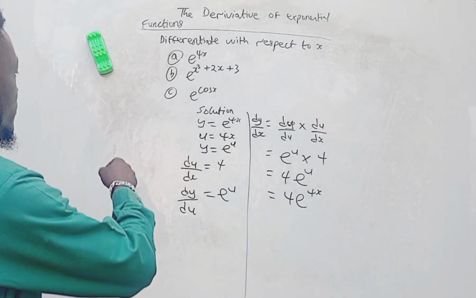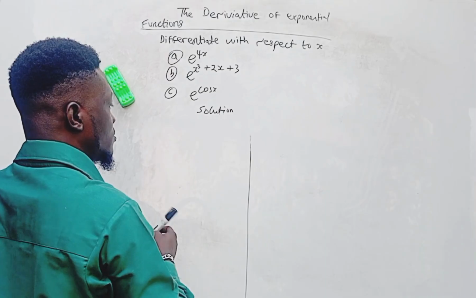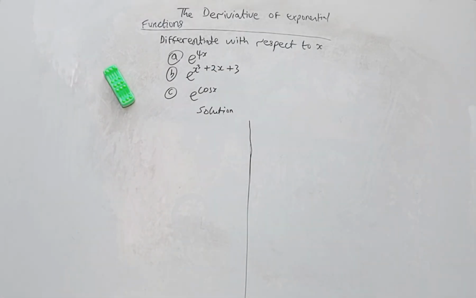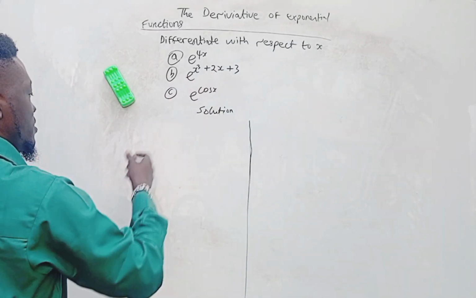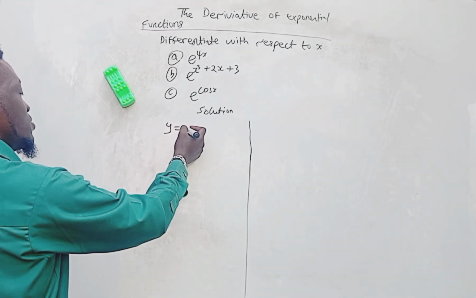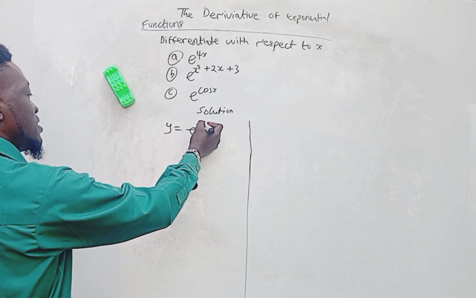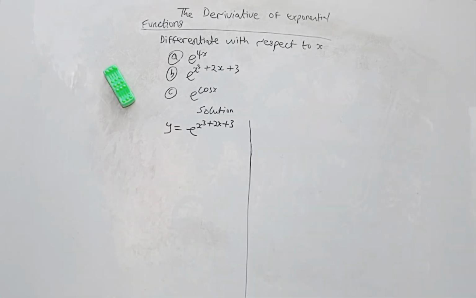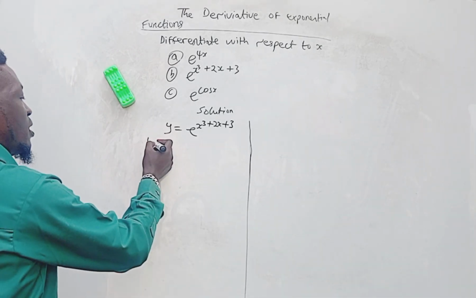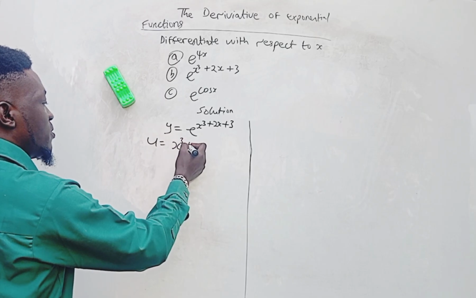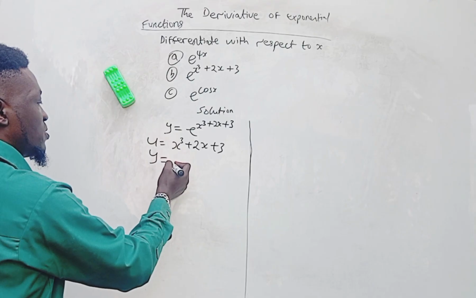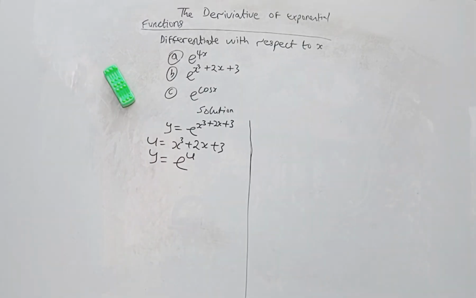Let me clean up this one. In our question number two, we are given y is equal to e raised to power s raised to power 3 plus 2s plus 3, all right. Definitely, if u is equal to s raised to power 3 plus 2s plus 3, then y will become e raised to power u.